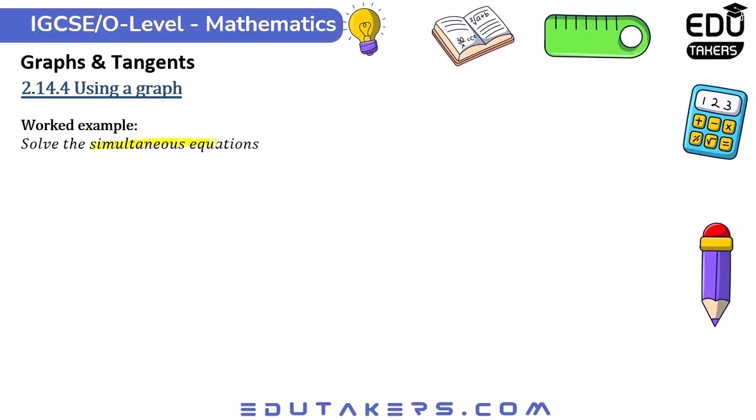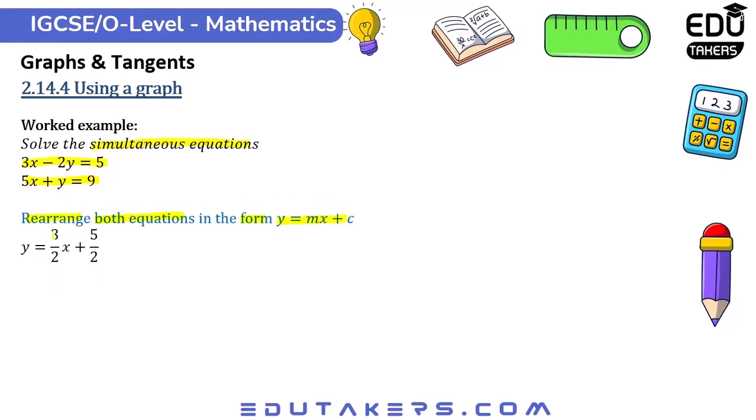Solve these simultaneous equations. 3x minus 2y equals 5. 5x plus y equals 9. Rearrange both equations in the form y equals mx plus c. y equals 3 over 2 x plus 5 over 2. y equals negative 5x plus 9.